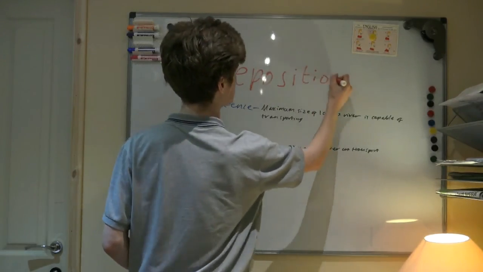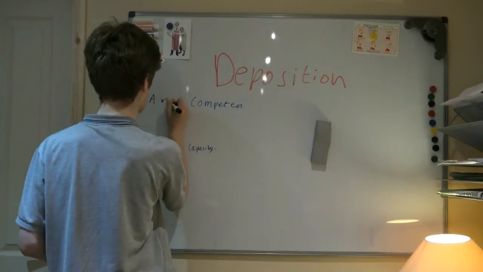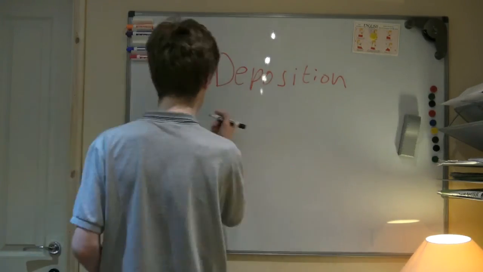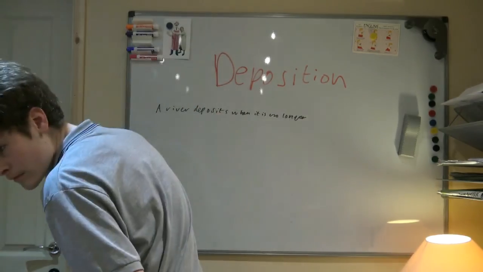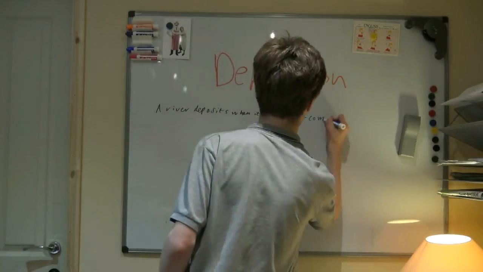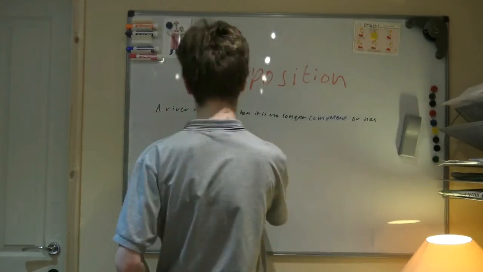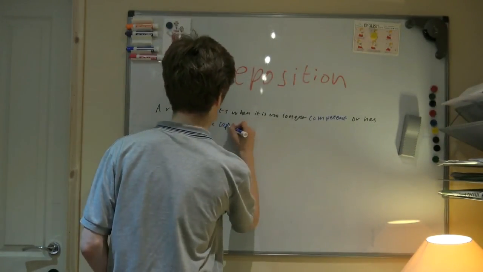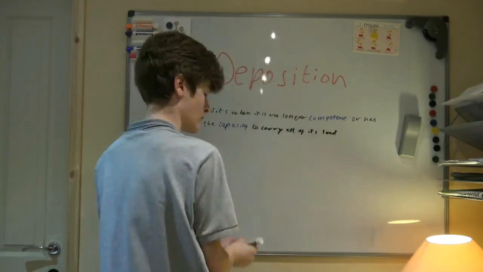The third river process we need to talk about is deposition. A river deposits when it is no longer competent or has the capacity to carry all of its load. Any reduction in velocity will reduce the competence and material will begin to be deposited, starting with the coarsest sediment first, as this requires a lot of energy to remain in suspension.